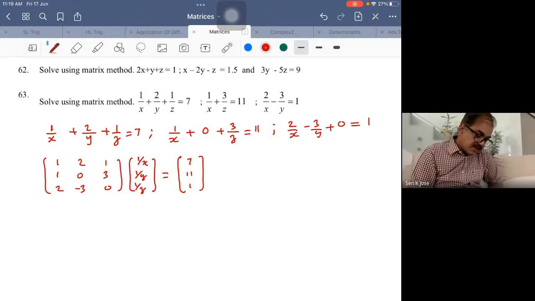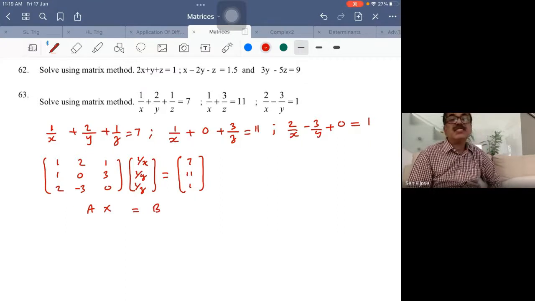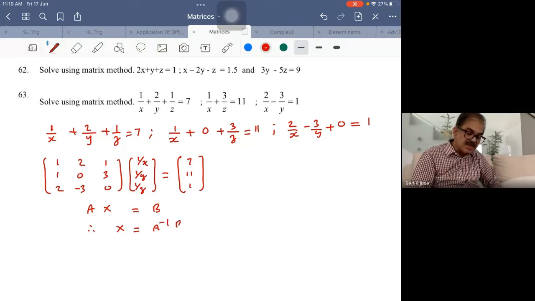Okay. We call it AX equals B. Still we call it AX equals B. Therefore, X will be, shift A to the other side. And when I shift A to the other side, it becomes A inverse into B. Basically, this is pre-multiplied. So you pre-multiply by A inverse, and that gives me X is equal to A inverse into B, which is equation number 1.